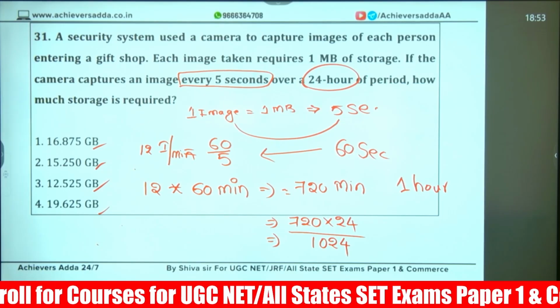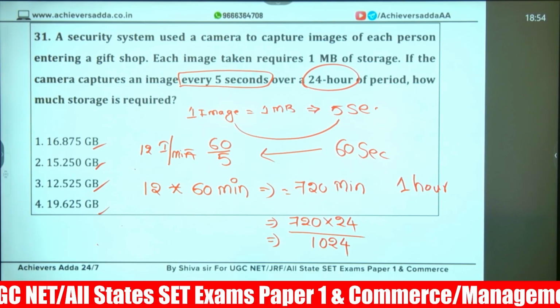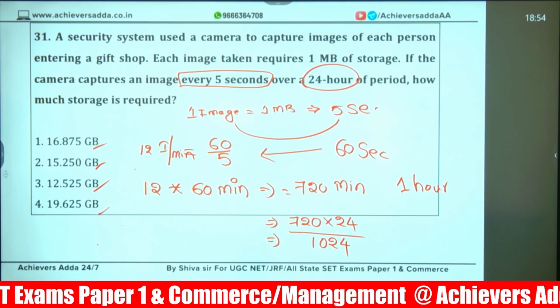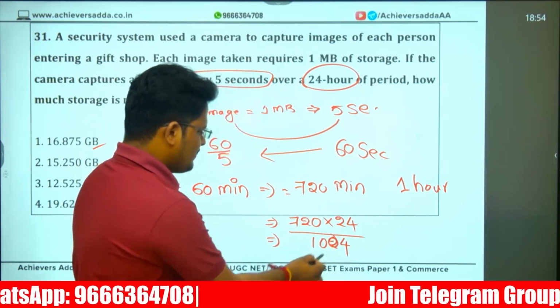Please give the calculation of this. If you can do the one-by-one sequence, it will be very easy. Otherwise, the question itself will feel very difficult. Divide it by 1000, how much will come, sir? If you divide by 1000.